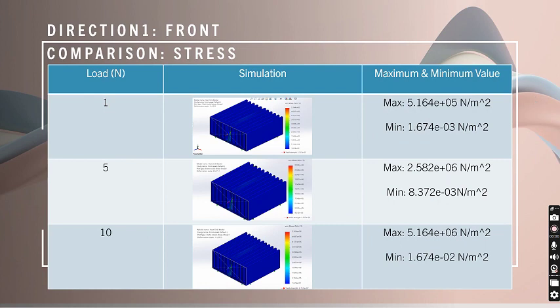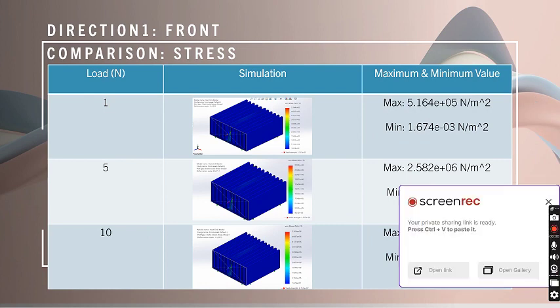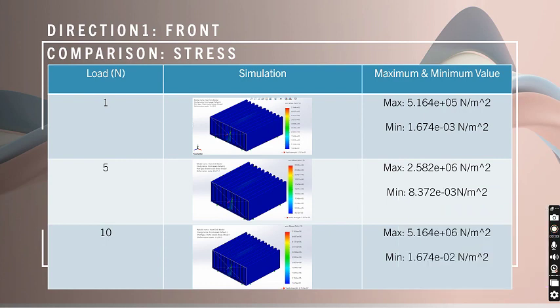We are going to compare the first direction, which is the front view. This is the one that I simulated in SolidWorks just now. In this slide, we are going to compare the stress. We have applied loads of 1 Newton, 5 Newton, and 10 Newton. For each load given, we get a maximum and minimum value recorded in Pascal. From 1 Newton to 10 Newton, as the load increases, the maximum value of stress increases and the minimum value of the stress increases as well.